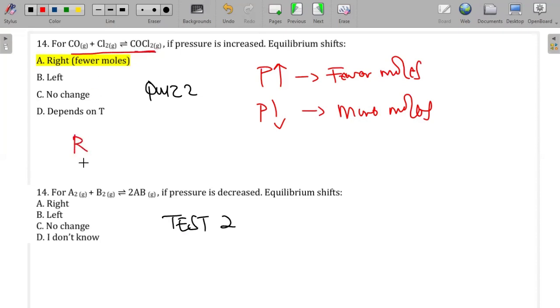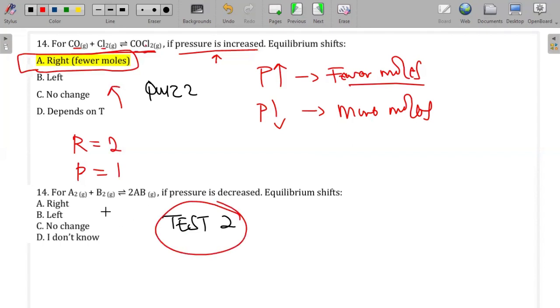So on my reactant side, how many molecules do I have, or how many moles? I have 1 here and 2, so I have 2 on the reactant side. The product side, I have 1. So we said if the pressure is increased, it favors the side with the fewer moles. So it means that the equilibrium will shift to the right, where we have the fewer moles, because we have fewer products there, and the products are on the right. So no wonder we pick A there as the best answer. So this was the question that was in quiz 2.